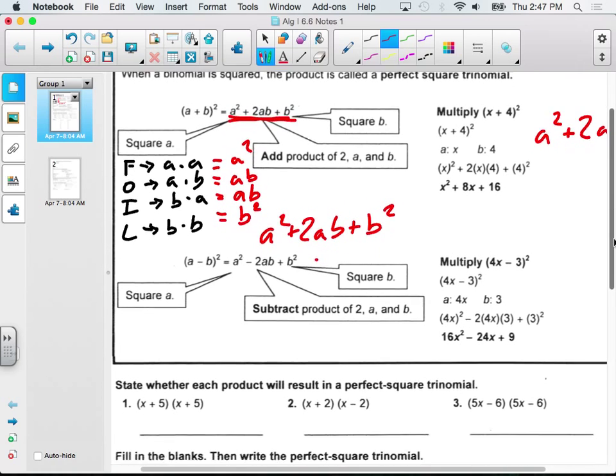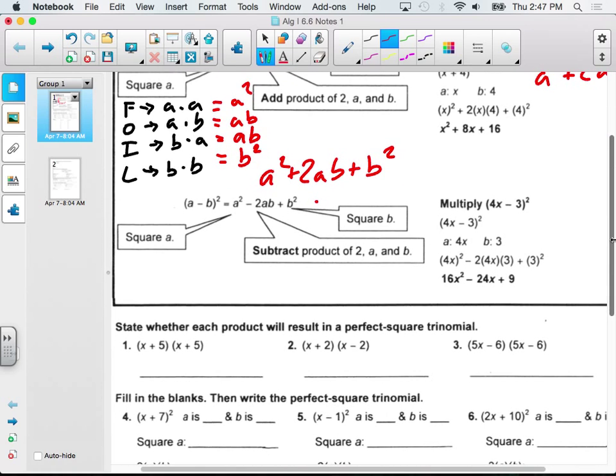So now we have binomials that look like this. So it's a minus b squared. So let's quickly FOIL that one.